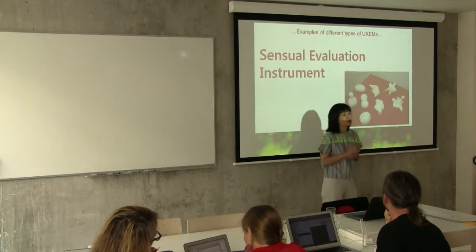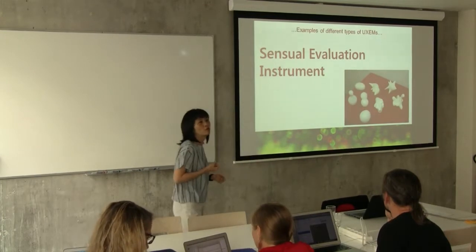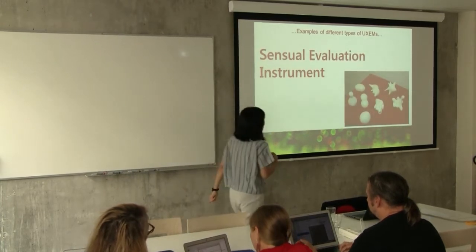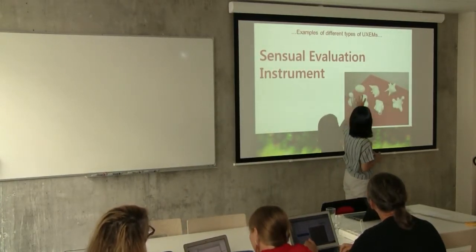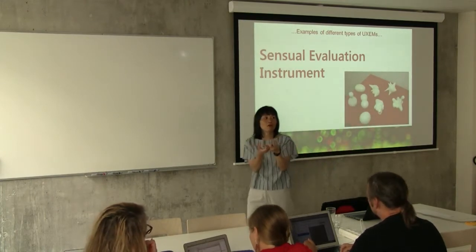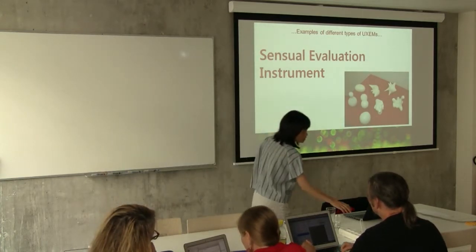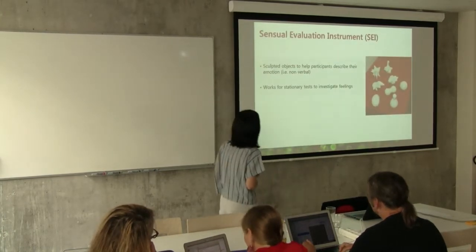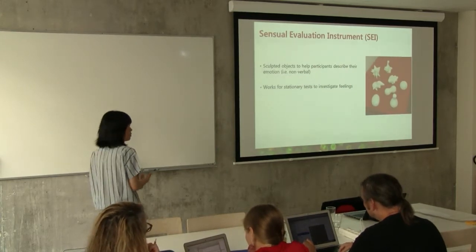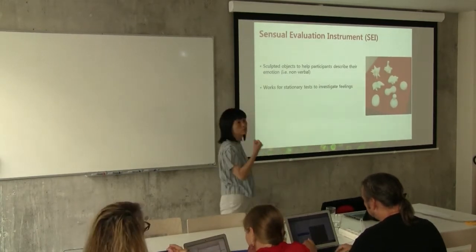For the spiky one, what kind of emotion can you associate with it? If you imagine you're holding the spiky one, what emotion can you associate with it? Pain, okay. And with this undefined shape or this round one, supposedly each of these objects, when you hold it in your hand, has a certain emotion attached to it. So this is a set of so-called sculpted objects to help participants describe emotion non-verbally. When they see a stimulus, they pick up one object to show their emotions.